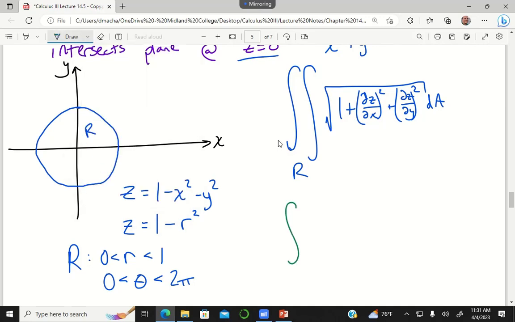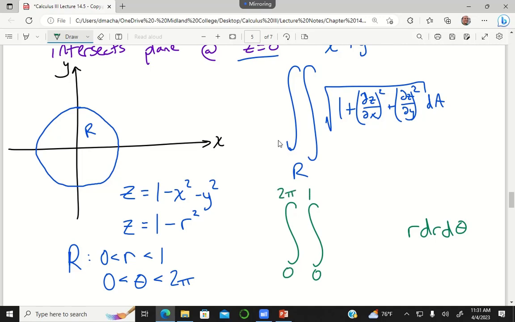So if I want to write a double integral over this region, I'm going to use the order of integration r dr d theta. Don't forget the extra r that you get whenever you integrate with polar coordinates. And then in terms of my radius, it goes from 0 to 1. In terms of my theta, it goes from 0 to 2 pi.